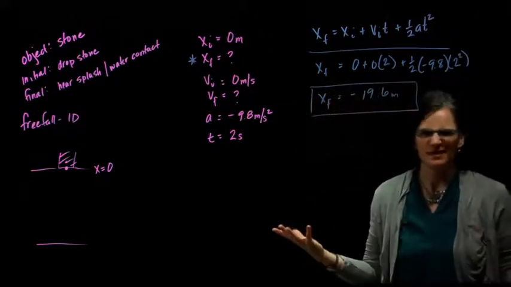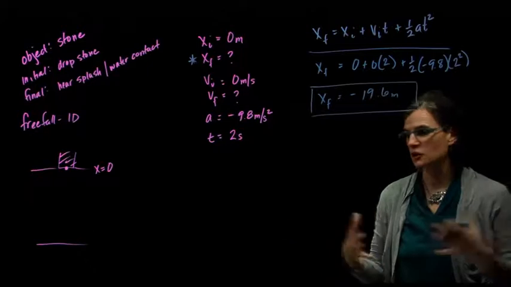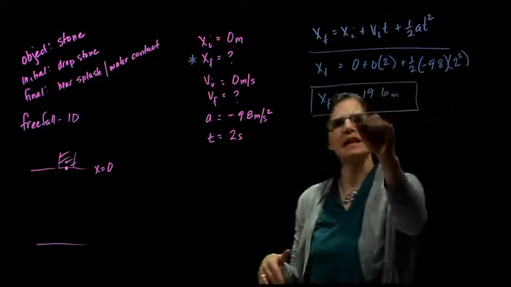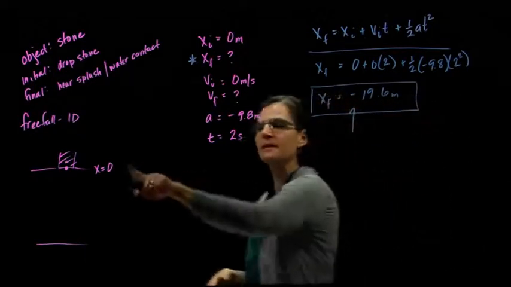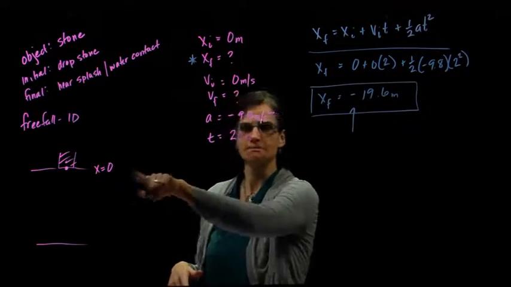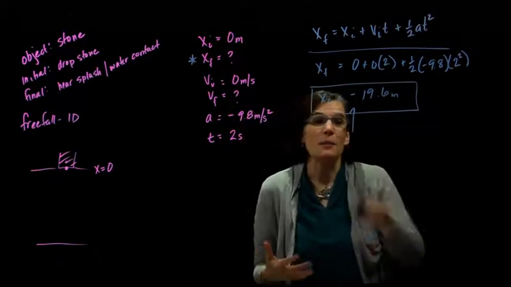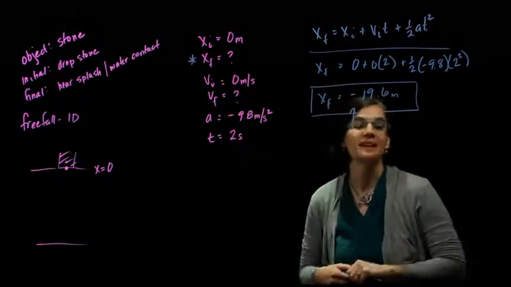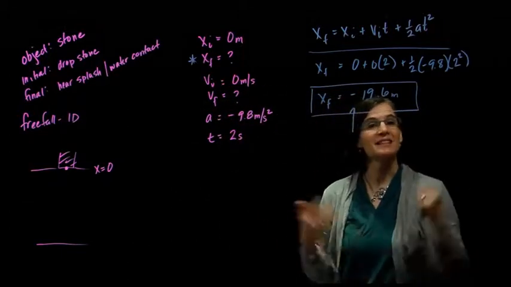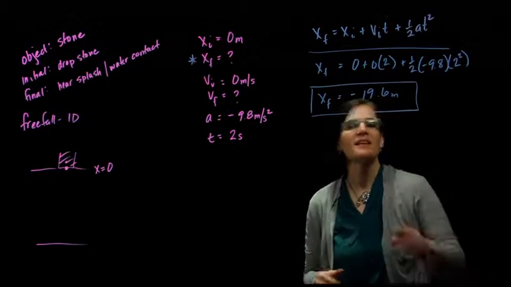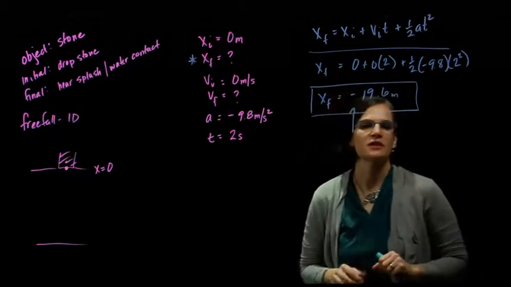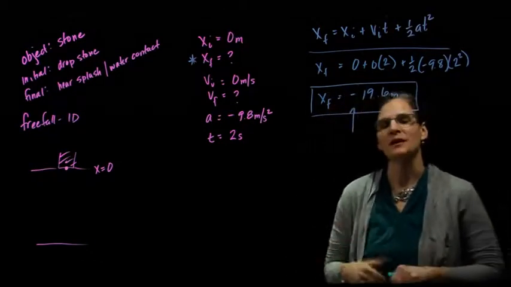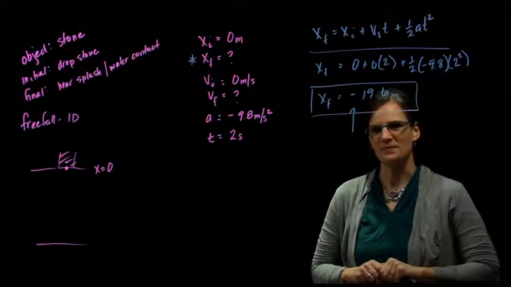We may not be able to intuit the direction, but does this negative make sense? Well, the bottom of the well is below the origin. That means that our position at the end of the motion should in fact be negative. And so the well is 19.6 meters deep. That negative coming out of our answer is truly position, and we can recognize that it's appropriate. Nice job.